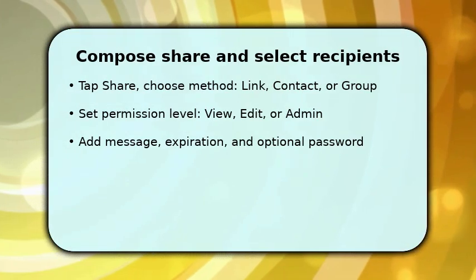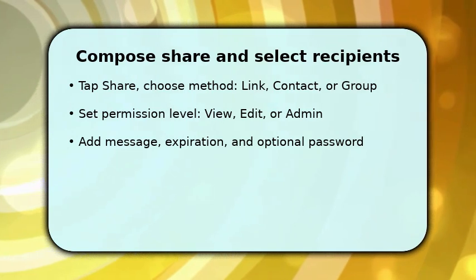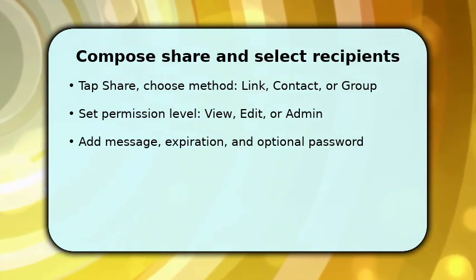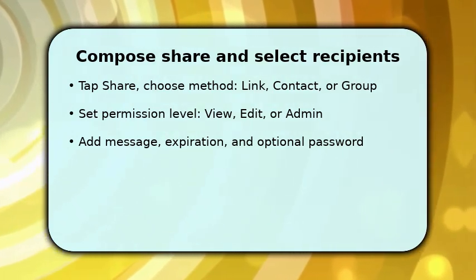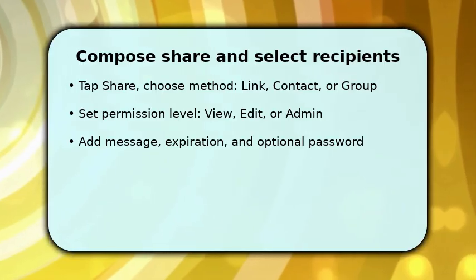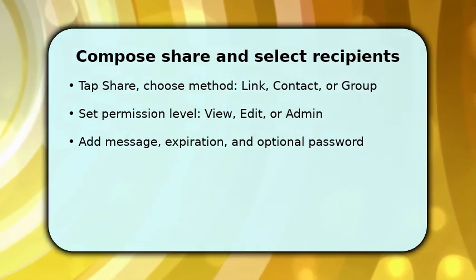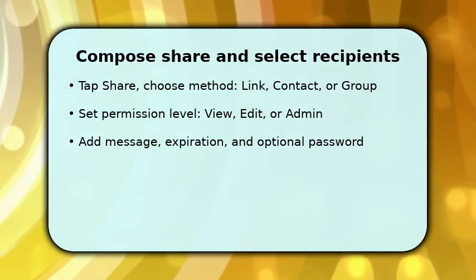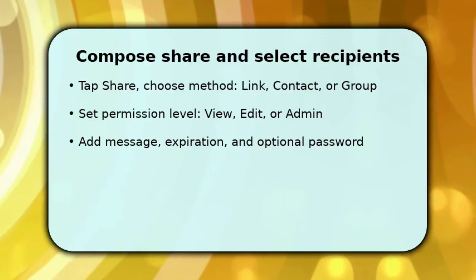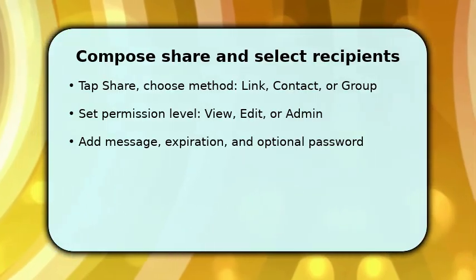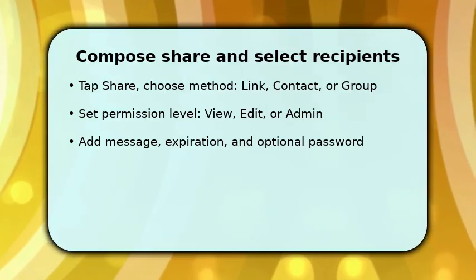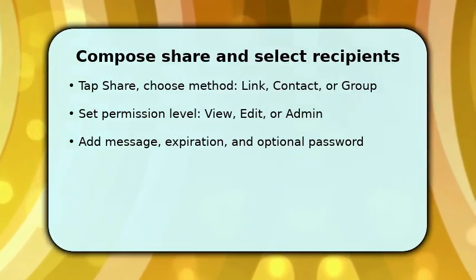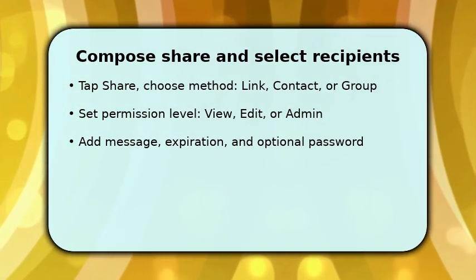You tap Share and choose how to deliver the box info, a link for broad access, a contact for one-to-one, or a group for teams. Once recipients are chosen, set permissions to match intent, view for read-only, edit to allow changes, admin to transfer control. Then add a short message explaining context, set an expiration date if needed, and add a password for sensitive boxes. After reviewing those settings, hit Send.